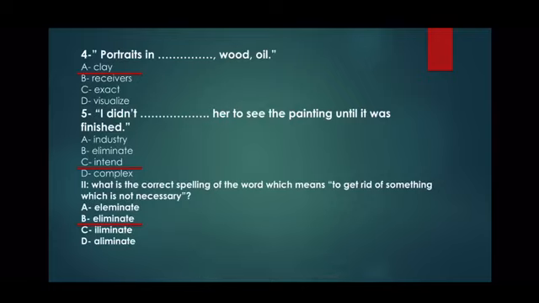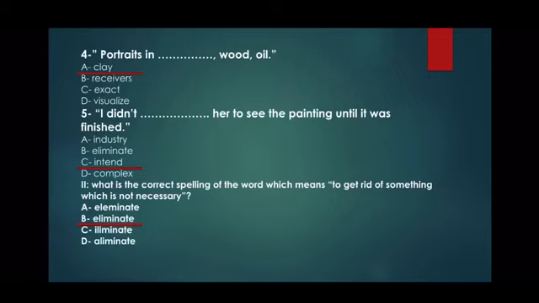Portraits in clay, wood, in oil. You have portraits. Portraits can be in clay, wood, oil, okay? I did not intend her to see the painting until it was finished. I did not mean for her to see the painting until it was finished. So intend is the perfect word that is suitable for this sentence.